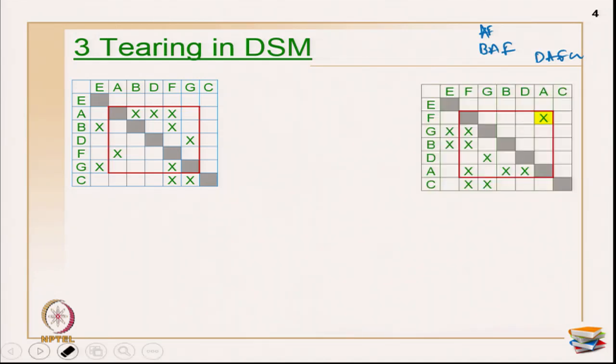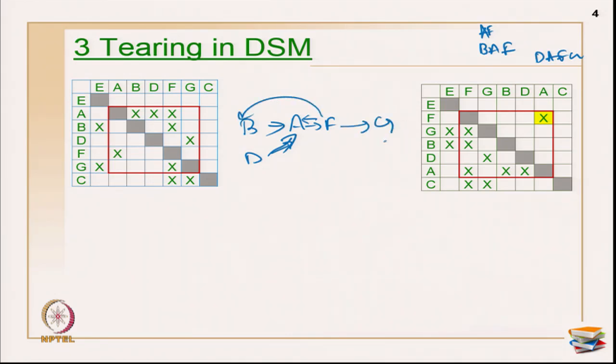Okay. So now what I have done is I wanted to tear off the marks. The marks which I wanted to tear are A to F, then B to A, D to A, then F to A, then F to B, then F to G, and then G to D.